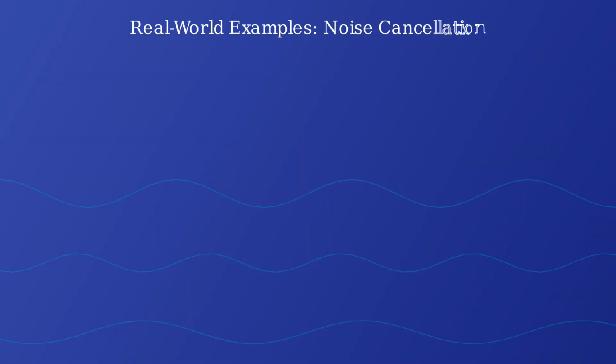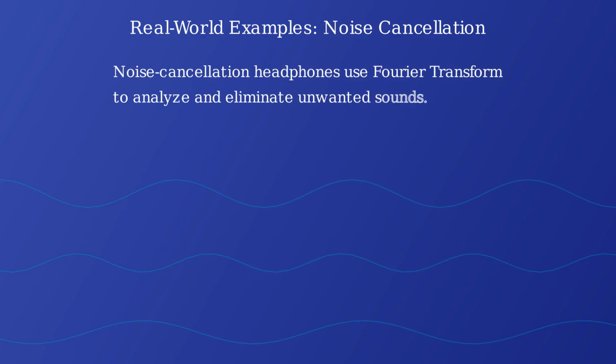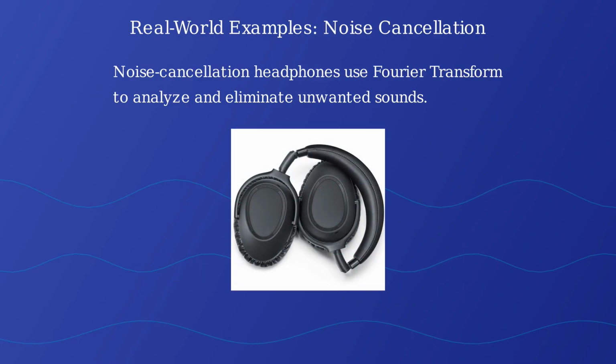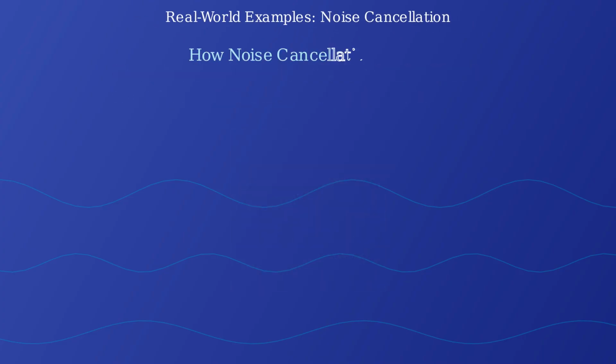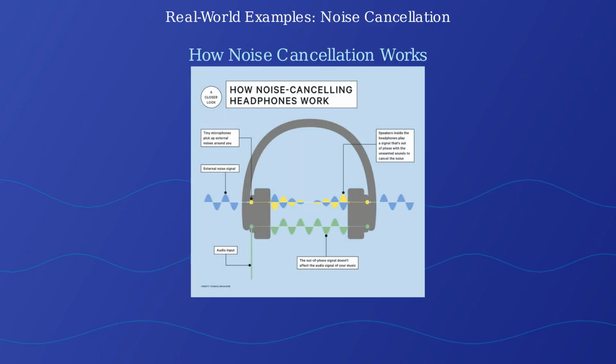Noise cancellation headphones are one of the most common applications of the Fourier transform in everyday life. These headphones use advanced signal processing to analyze ambient noise and create audio signals that effectively cancel out unwanted sounds. The basic principle behind noise cancellation is simple: detect unwanted noise and generate an anti-noise signal that cancels it out.